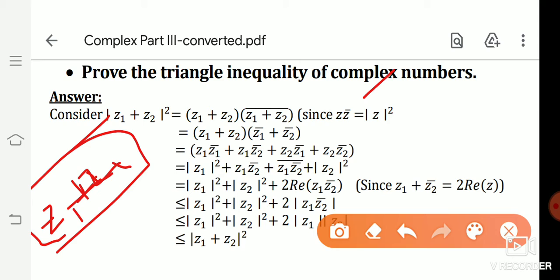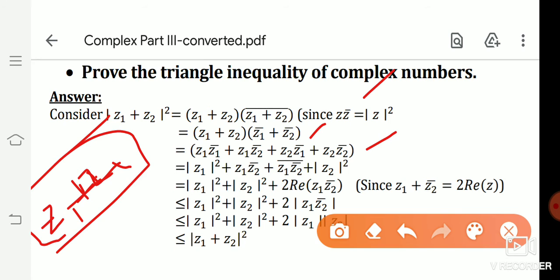So we can apply the distributive law in the conjugate. In the second step we can write z1 plus z2 into the bar distributed over z1 and z2, that is, z1 bar plus z2 bar. Now I will simply multiply both the numbers. Then I will get z1 dot z1 bar plus z1 dot z2 bar plus z2 dot z1 bar plus z2 dot z2 bar.